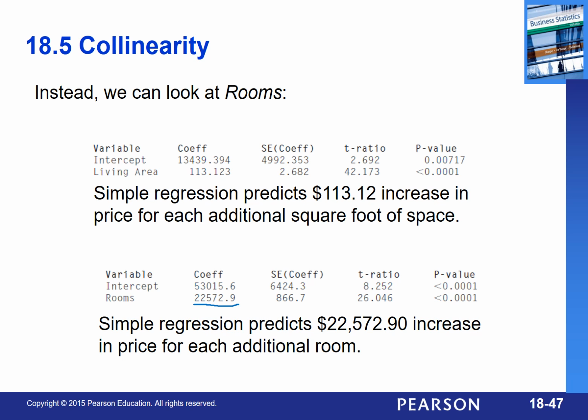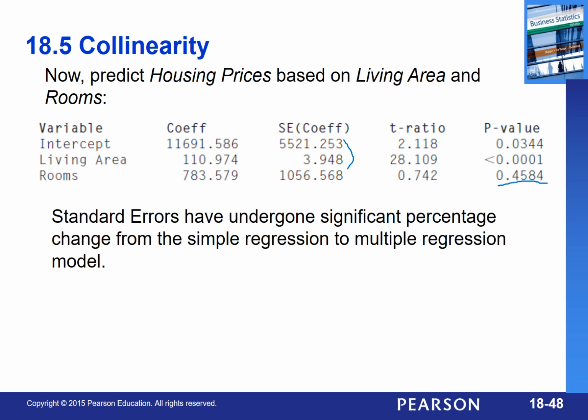Let's see what happens when we include both of those. Ta-da! Hey, suddenly rooms is hugely insignificant. I wonder what happened. And in particular, look at what happens with the standard errors. If you want to flip back to the other slide, hey, these have changed hugely compared to the previous model. And I also usually look at p-value. Something appears to have happened when I combine these.